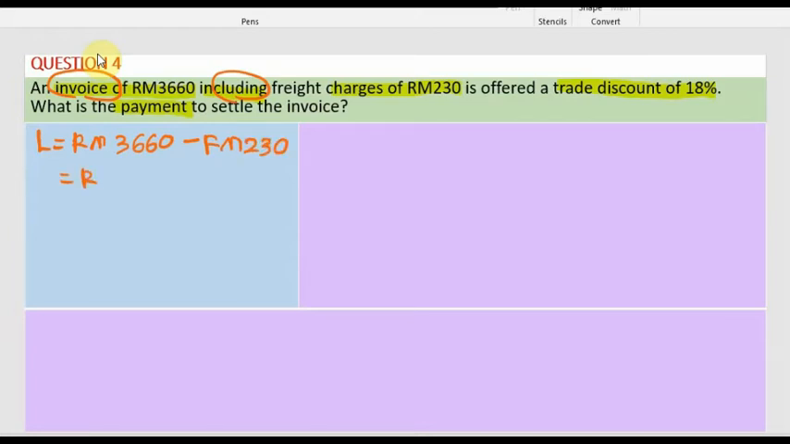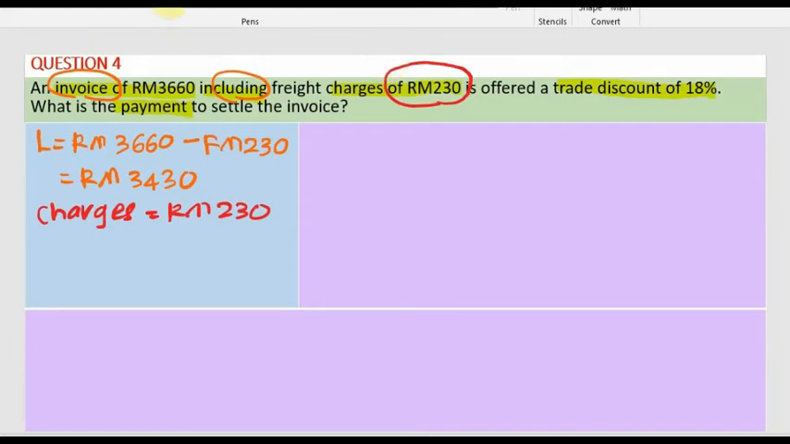So we have the list price is 3430. Then we have the charge of RM 230. Then we have the trade discount rate of 18%. That is the rate R, 18% converted into decimal, 0.18.